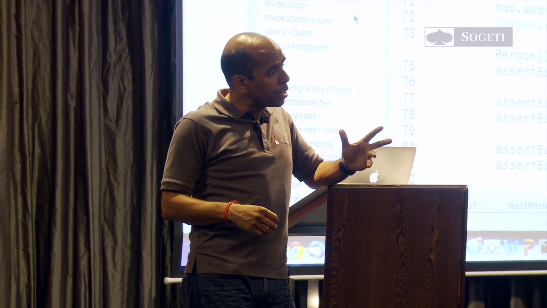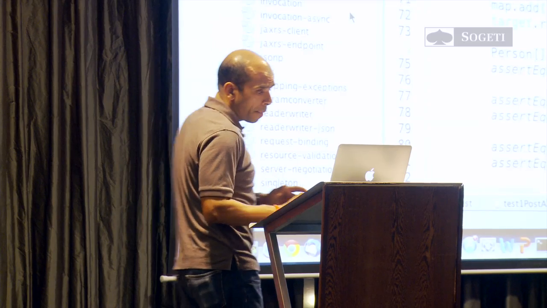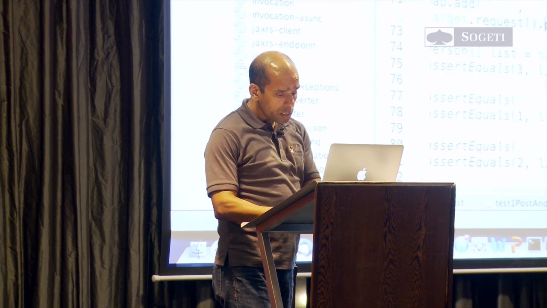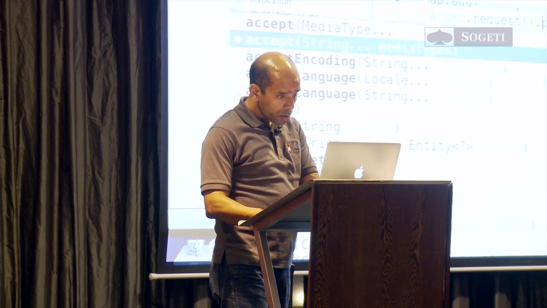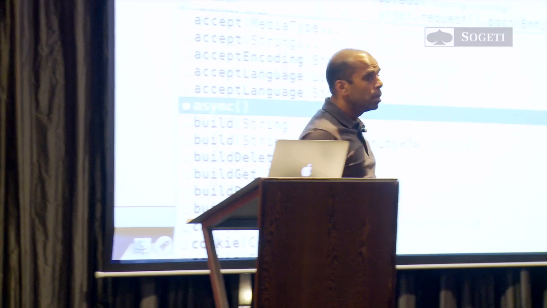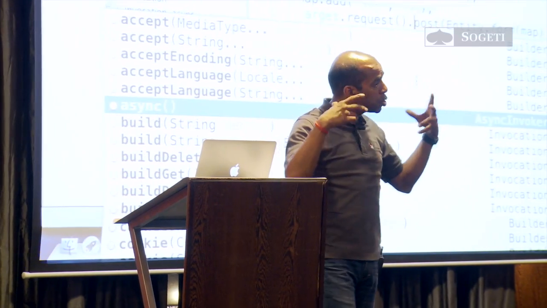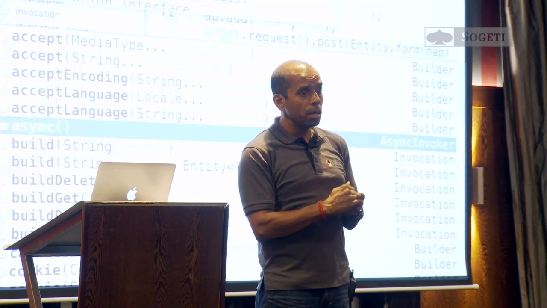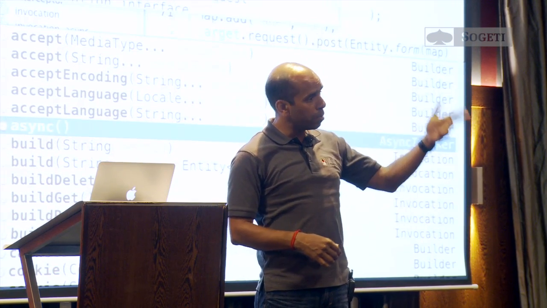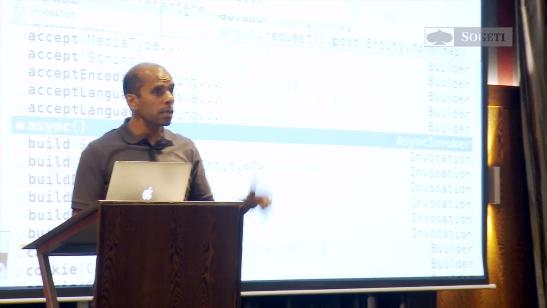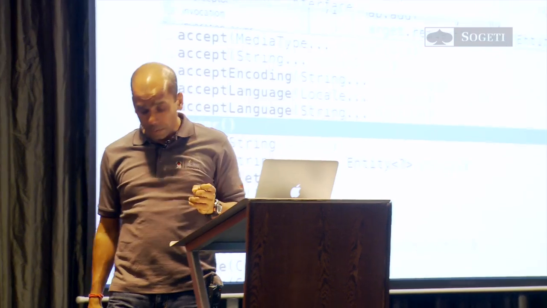Then you have client-side asynchronous processing. So for example, here, I build the request. I can add this simple async method in here. The moment I say async, it's not going to give me a string, or whatever type I specified. It's going to give me a Future of that string. Future is part of the JDK concurrency API. So I can call future.get, future.cancel, or wait, and things like that. That way it gives you client asynchrony.